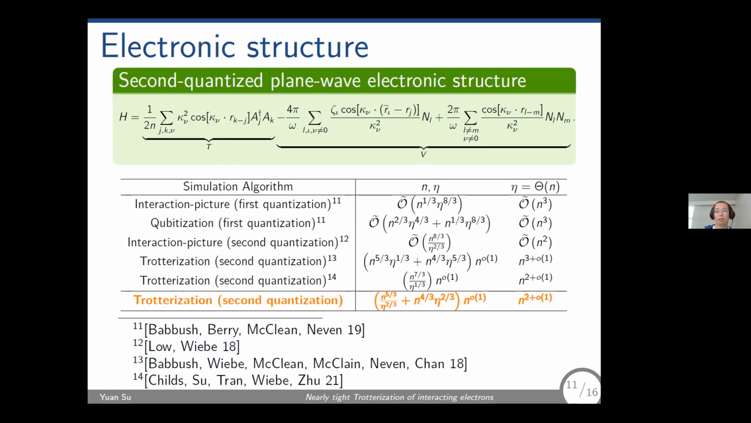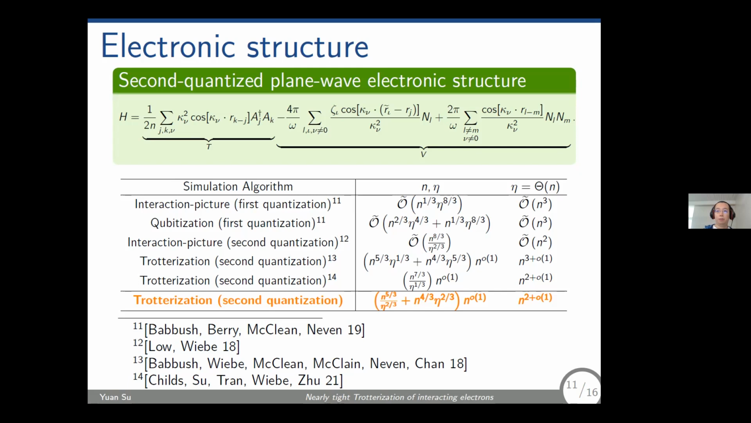Okay, so we work out the complexity of this algorithm, which is given here. And we compare this complexity with the complexity of previous algorithms. What we have found is that this new result actually improves over the best previous results in second quantization, and also improves the first quantization result in some parameter regimes. This is because we can simultaneously exploit the two types of information, whereas previous work was only able to exploit one of this information.